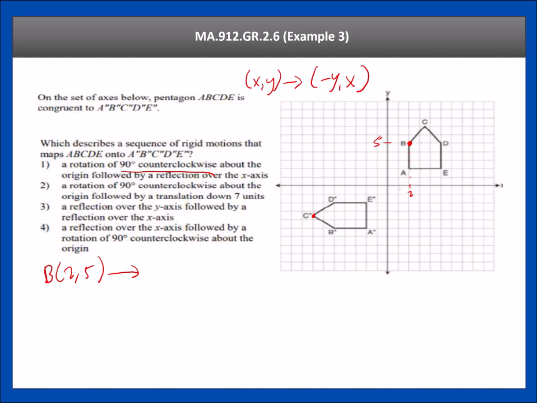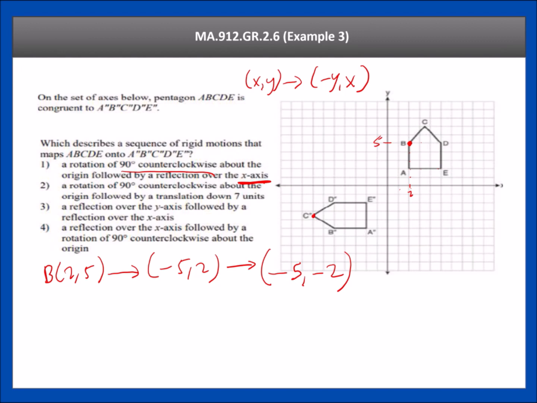All right, so we're going to use that rule. Using that rule, this turns into (-5, 2). And then we're going to follow that up with a reflection over the x-axis. If you're reflecting over the x-axis, the y-coordinate changes, but the x stays the same. So the y-coordinate is going to be opposite. So x stays the same, y-coordinate changes. There you go, so (-5, -2).